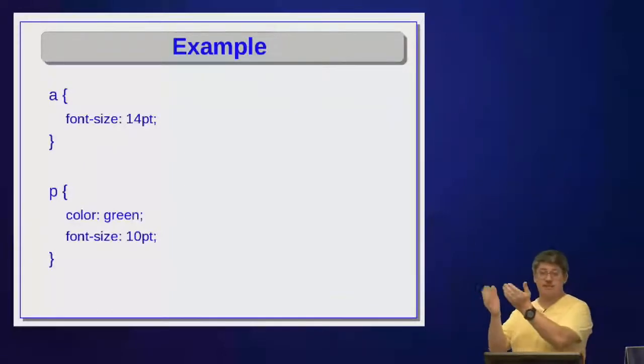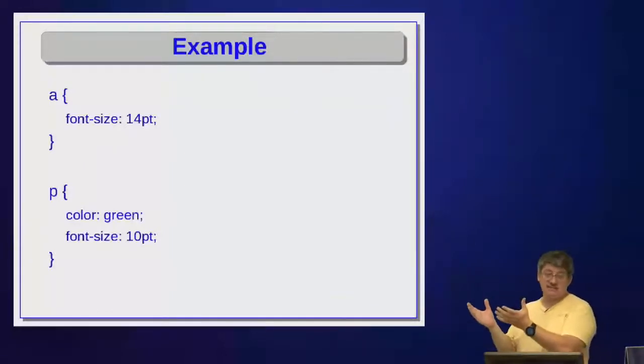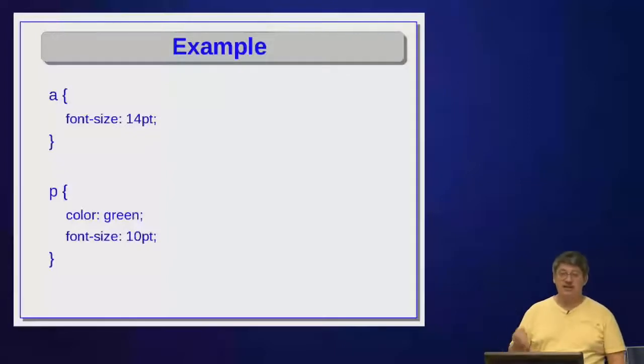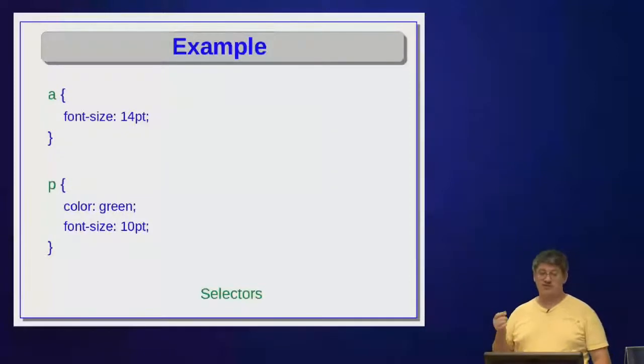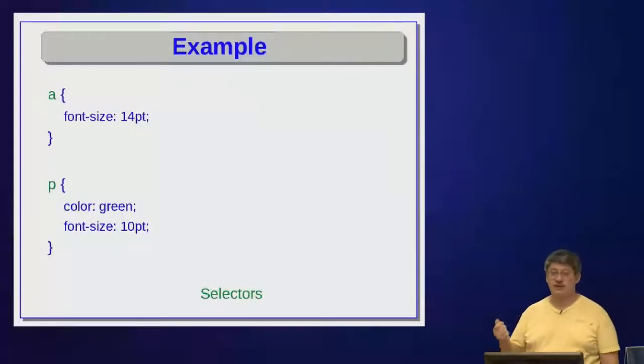Well, here's an example of a CSS file. It has two patterns. The first starts with A and says font size is 14 point, and the second pattern starts with P and sets the color to green and the font size to 10 points. Each of these patterns is made up of two parts. The first part is called the selector, and I've highlighted the selectors here in green.